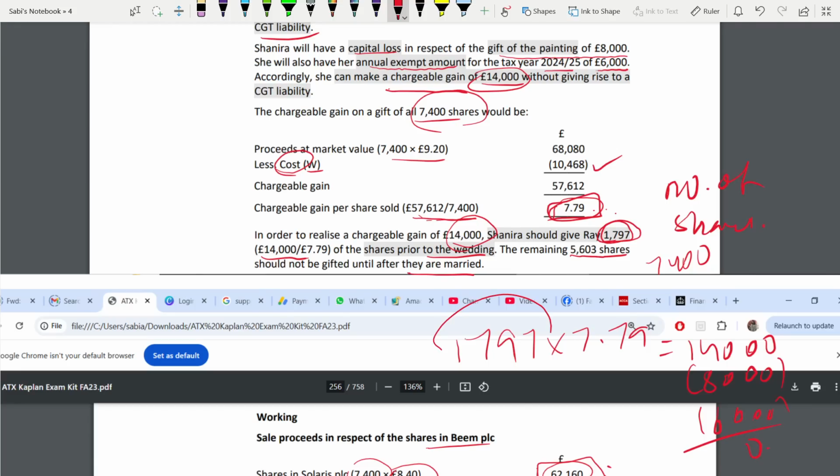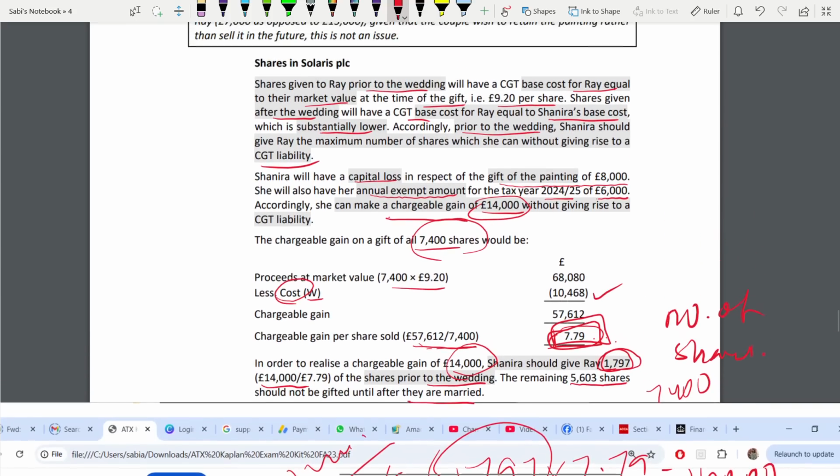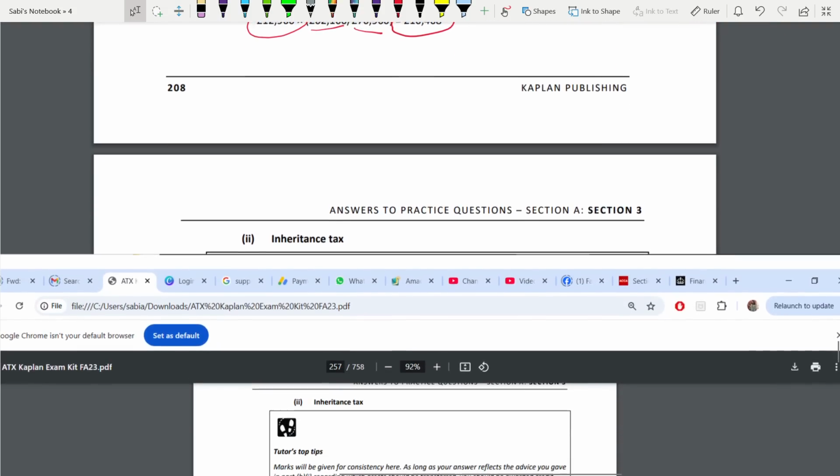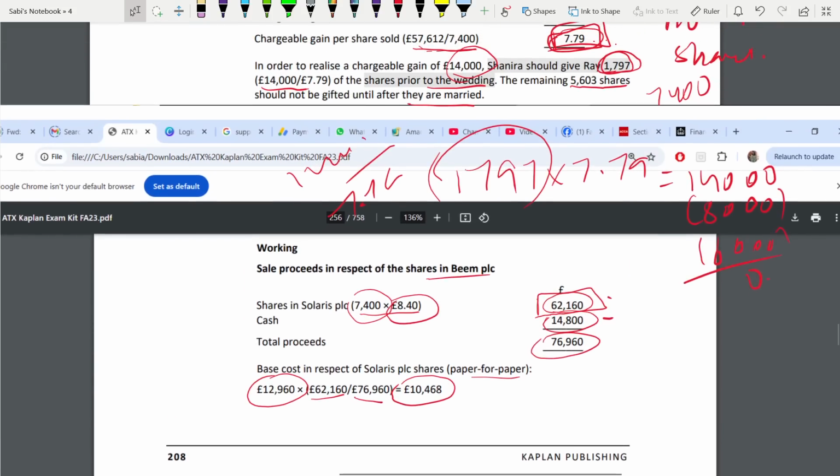So we are working this. That's why we divided 14,000 by 7.79. That's why we had to find this 7.79. That was the whole purpose. It's a little complicated because the examiner did not tell you exactly what you have to do. So that's it.